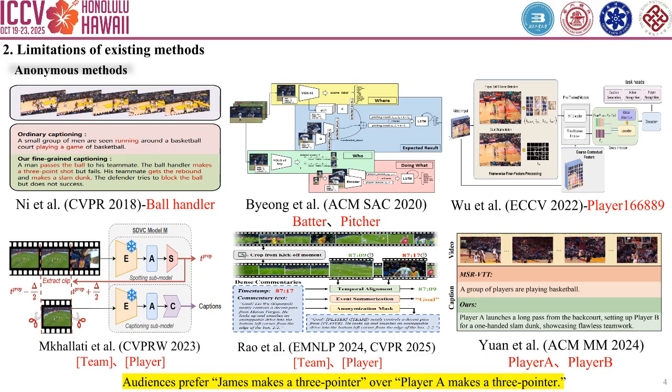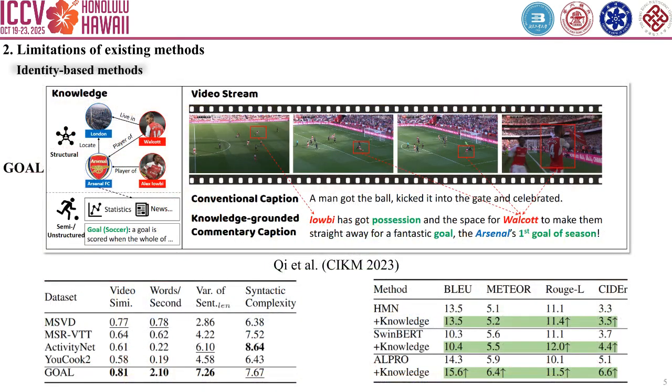So, accurately recognizing and generating real player names is a key challenge for improving the usability and user experience of sports video captioning. The identity-based methods retain the actual names of entities in captions, making the generated descriptions closer to real-world scenarios and improving the completeness and readability of the text.